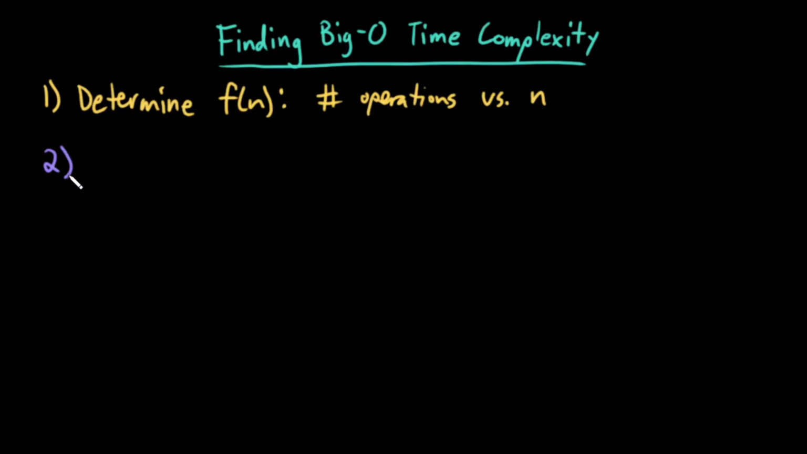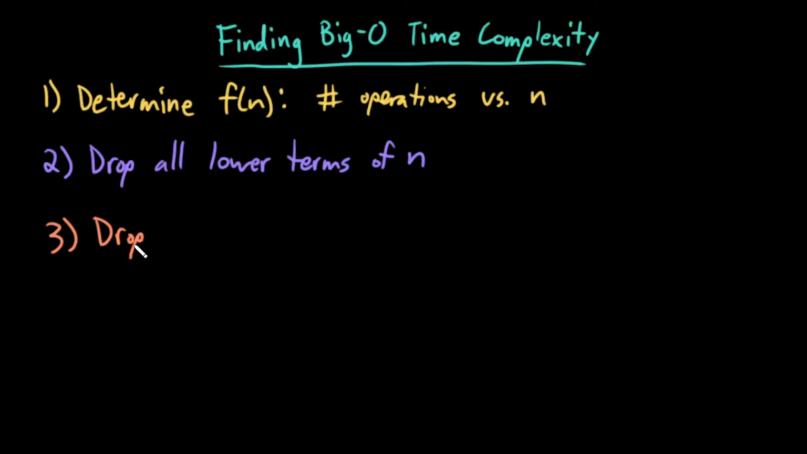Then once you have f of n, if there's any summation of different terms of n, you would drop all lower terms of n. So everything except for the highest term of n, you would just drop it. And then now that you've done that, the last step is to drop constant coefficients.